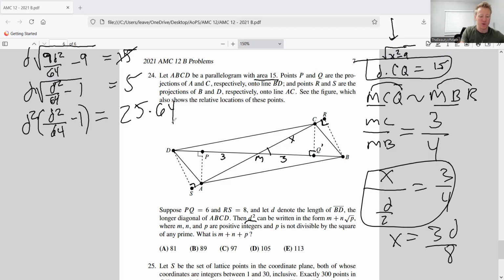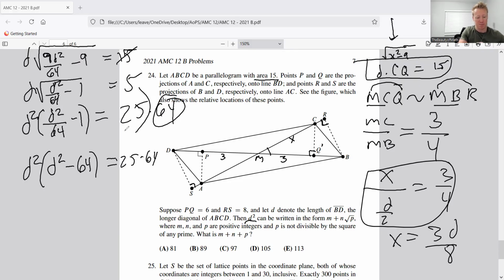At this point, I will multiply by 64. Now, since this is all a product, I don't have to multiply this. It's just the parenthesis I'm going to multiply by 64. So when I do that, it's going to now say d squared times d squared minus 64 equals 25 times 64. Realistically, this would have been on both sides. Maybe I could put parentheses here, even though it's illegal because of the equal sign. We just disregard that for a second.